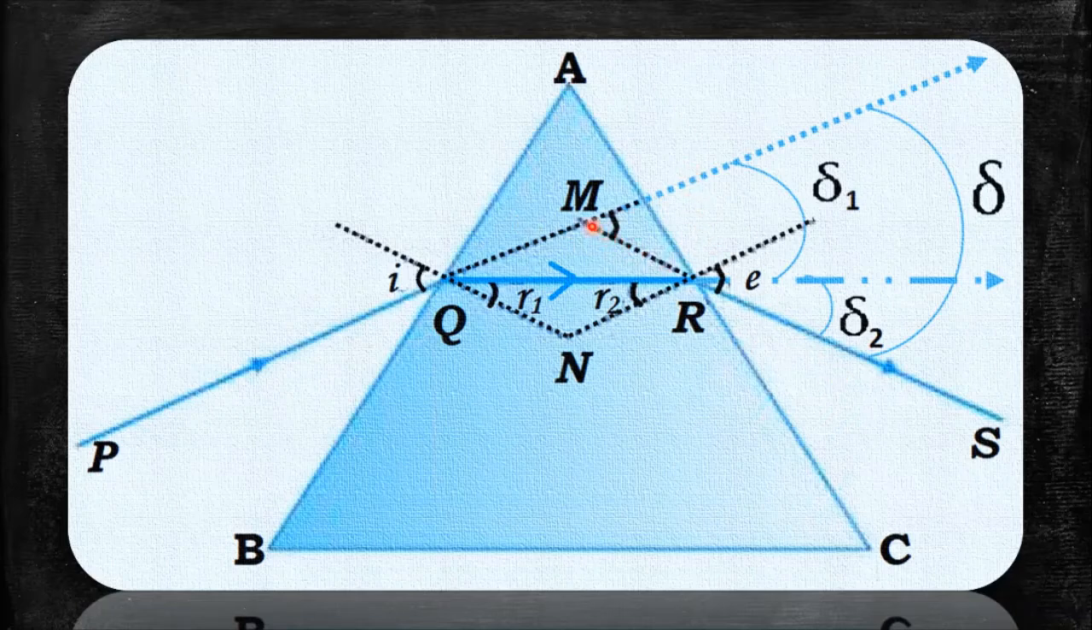So the point at which both of them meet, the angle which these two extended rays form, is the actual angle of deviation, and this angle of deviation is nothing but delta. Now if you very clearly see from this diagram, you can obviously deduce the fact that delta is equal to delta 1 plus delta 2, correct?